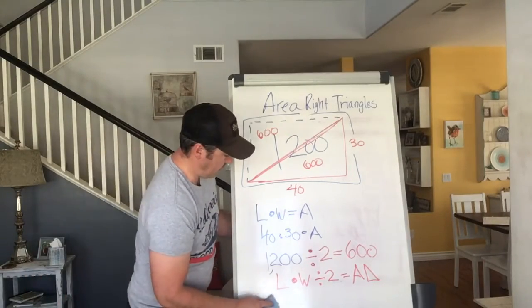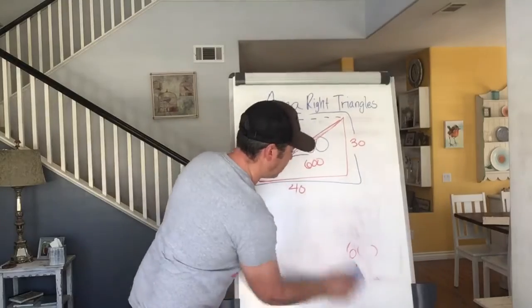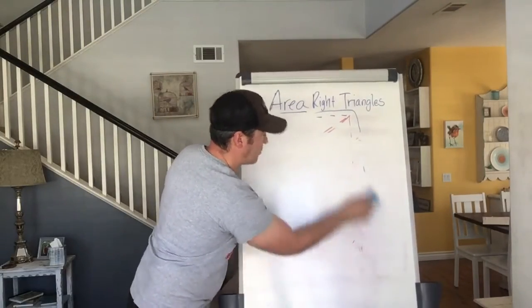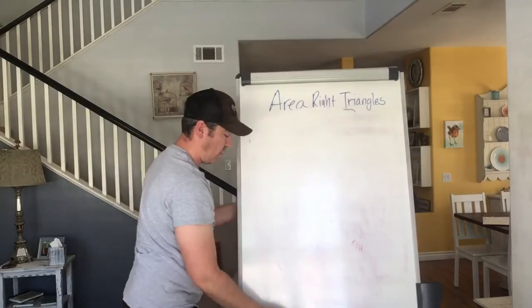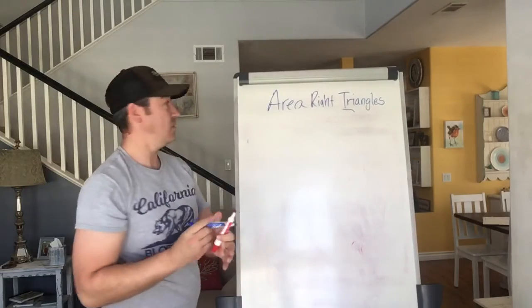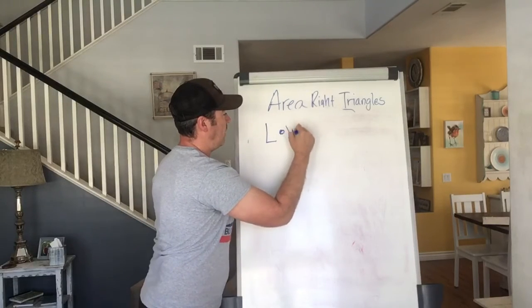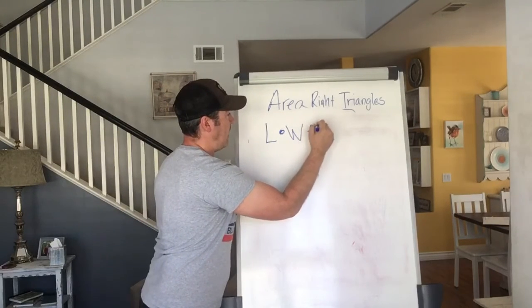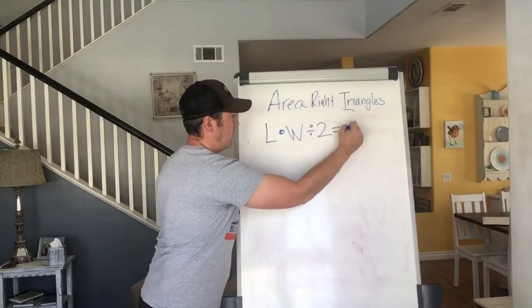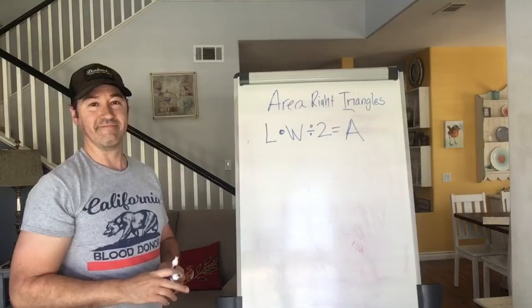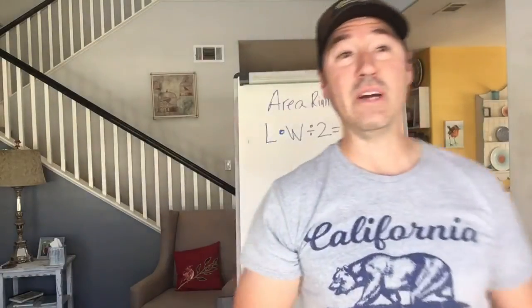So I'll write that up here so you guys can see it as the last thing you see on this video. It's also written down on the activity so you know what formulas to use. So the area of a right triangle, we have length times width divided by 2 gives us the area of a triangle. If you have any questions, let me know.